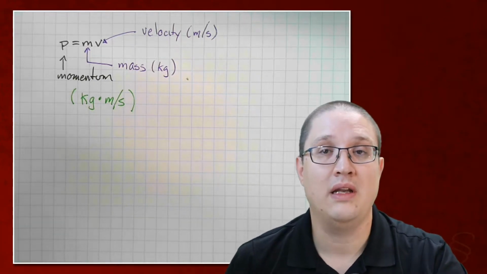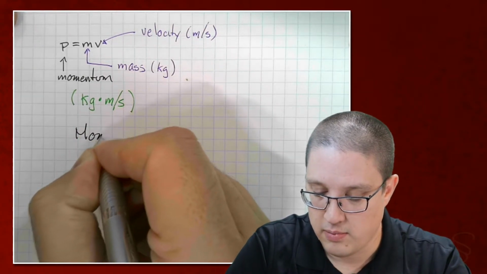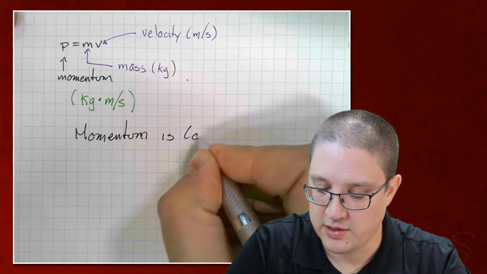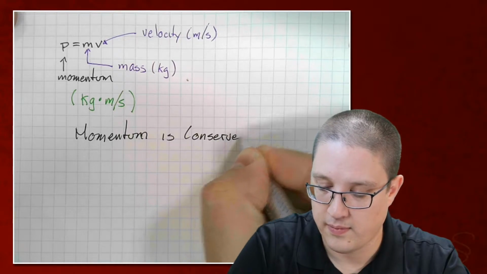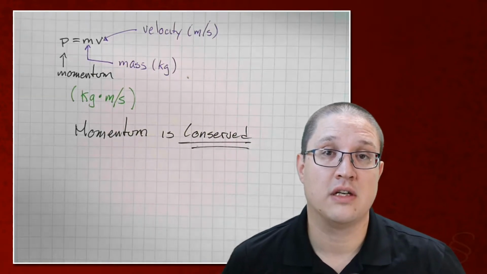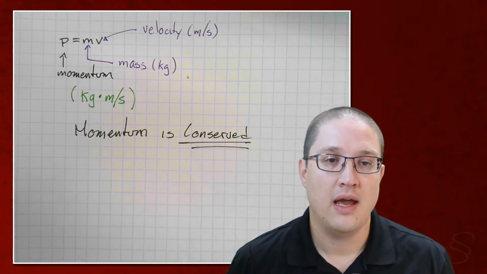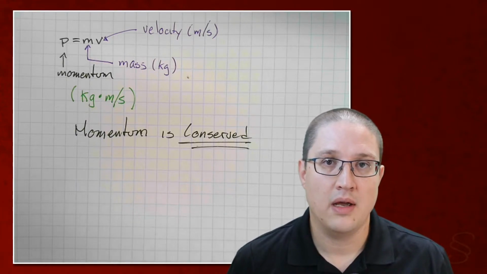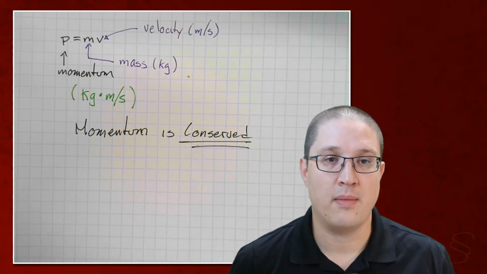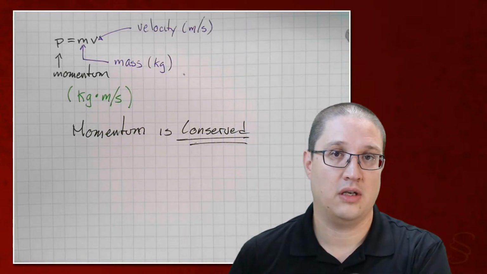Now, one of the things that's really important for us is remembering that momentum is conserved. And this is a really important concept. Like energy is conserved, energy is always conserved in terms of kinetic energy and potential energy. The total energy before and after has to be the same. Momentum is conserved in the same manner. So if I have momentum before a collision, my total momentum must be the same after a collision.